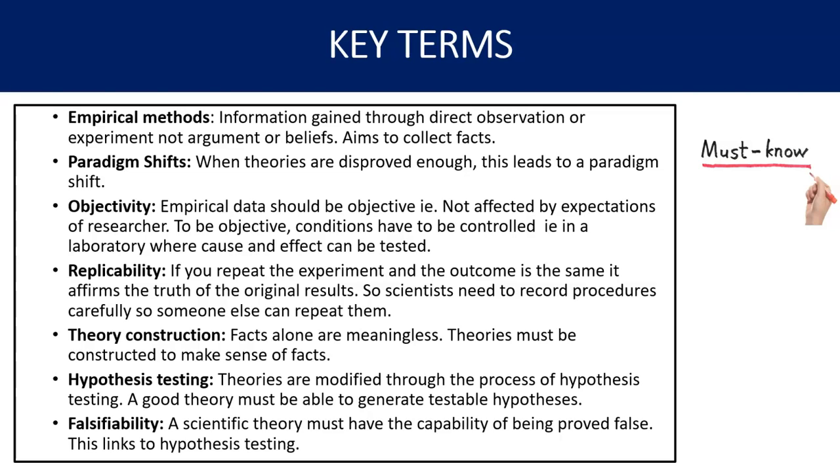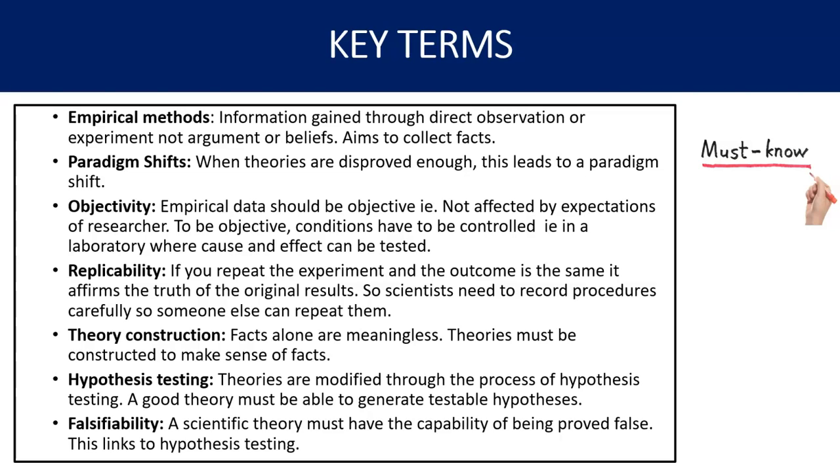Objectivity. Empirical data should be objective, so not affected by any variables or the researcher. That being said, objectivity must have some element of control, and ideally you gain the most objectivity through laboratory experiments, where you can control many variables, if not all of them, and you can try to establish some element of cause and effect.